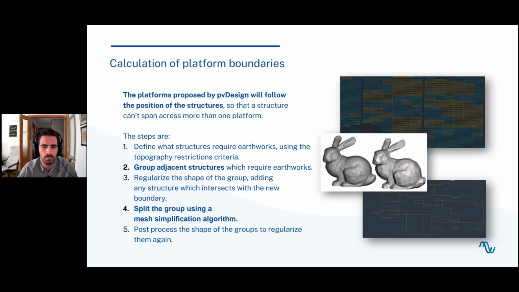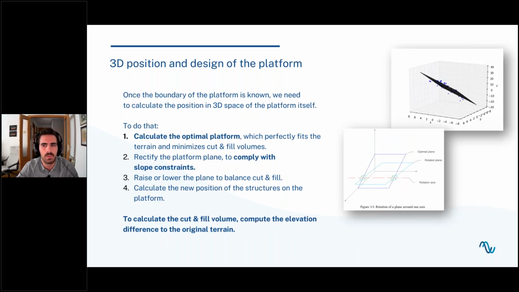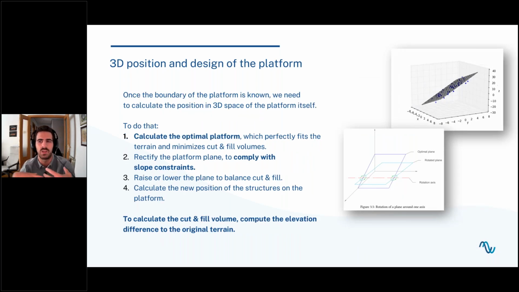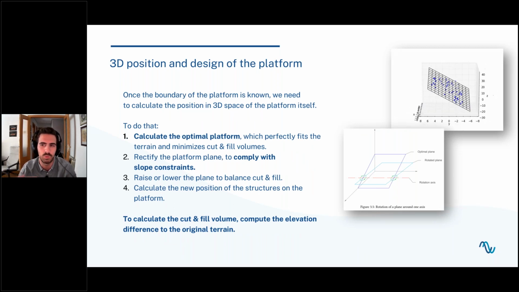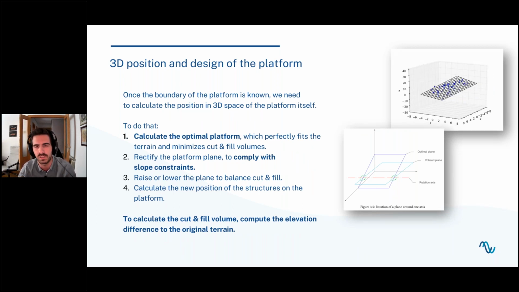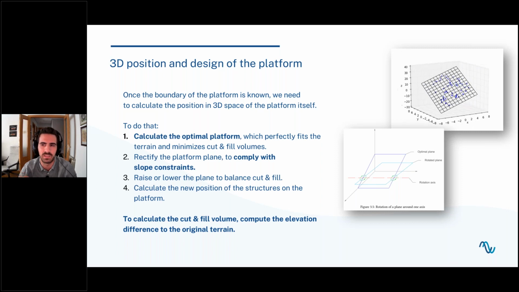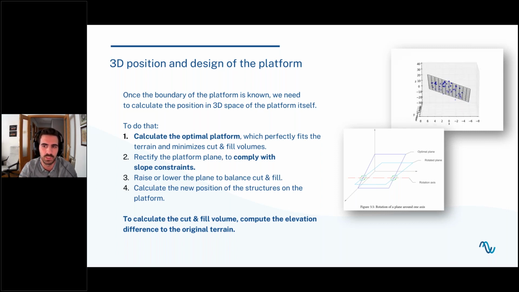And then we do some post-processing of the shapes, both before and after mesh simplification, so that the platforms have reasonable boundaries, which aren't very irregular or crooked in different ways. This is important to simplify the construction of the PV plant if it ever comes to that. And all of that happens in 2D, right? The mesh simplification is a 3D algorithm, but the shape algorithms are in 2 dimensions.